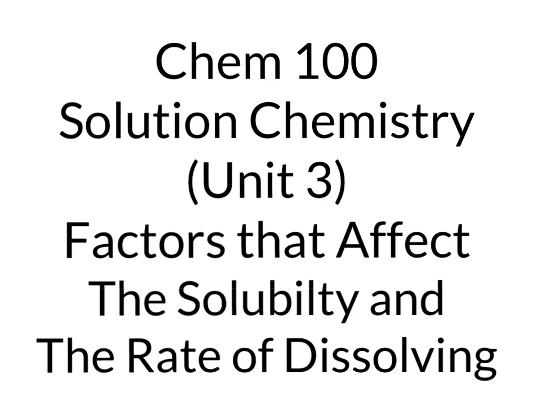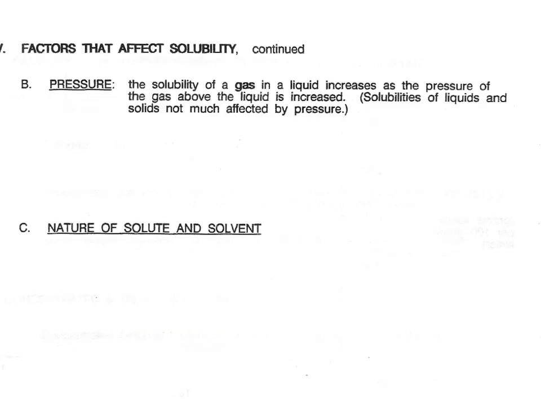In this video, we're going to look at the factors that affect the solubility and the rate of dissolving of various chemicals in various solvents. So in this section, we're going to look at some factors that affect the solubility of different solutes in solvents. This is just a reminder that when we talk about solubility, it's how much solute dissolves in 100 grams of a given solvent at a specific temperature.